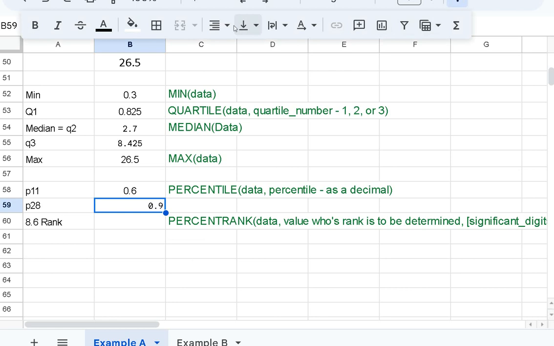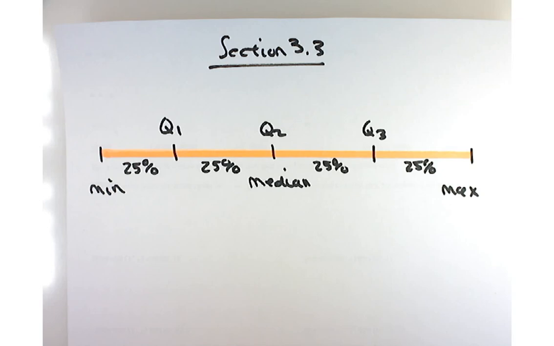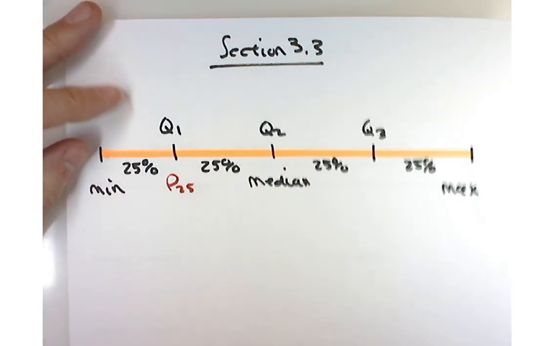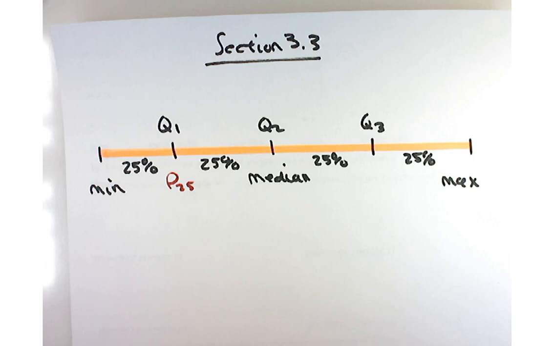You could ask things the other way around. It's like, all right, if my score was 8.6, what's my percentile? And before we consider that, let's look back at what we've got here and write in some percentiles. Q1 would be the 25th percentile. That separates the bottom 25% from the top 75%.